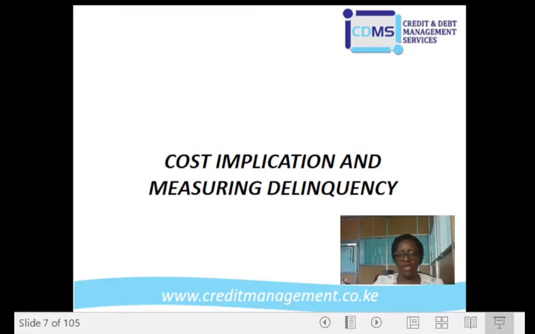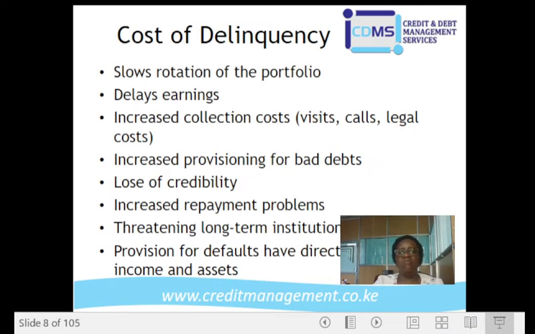There is the cost of financing we are likely to incur because we might look for alternatives to fill in the gap that has been created by the lack of payment. We are also likely to take some steps like visiting the client, incurring travel costs to make sure that the customer honors the payment. So there are cost implications as far as delinquency is concerned.